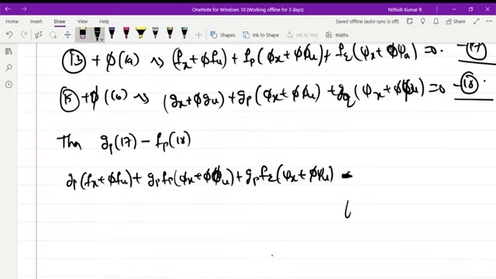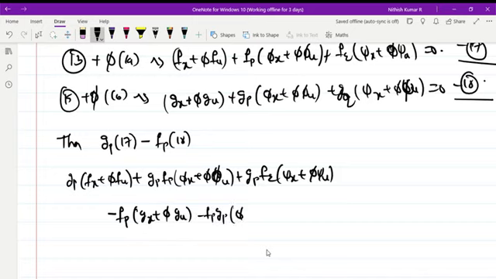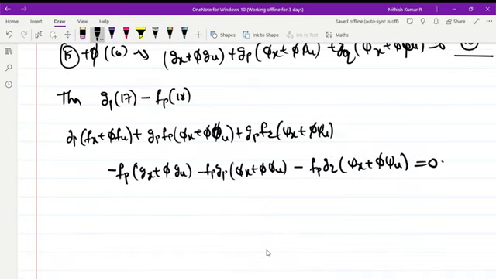Now calculate g into equation 17 minus f into equation 18. Multiply equation 17 by gp and equation 18 by fp and subtract. So when I multiply 17 by gp, that is gp into fx plus 5 into fu, plus gp into fp into phi x plus 5 into phi u, plus gp into fq into xi x plus phi into xi u.